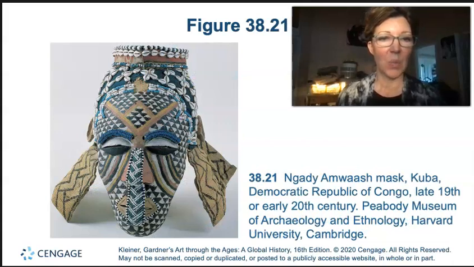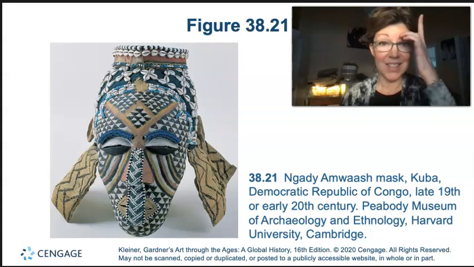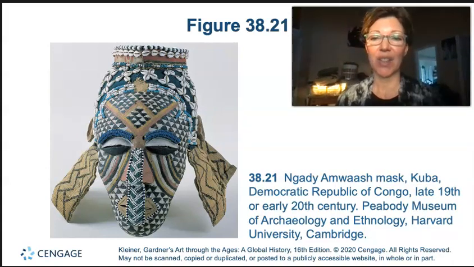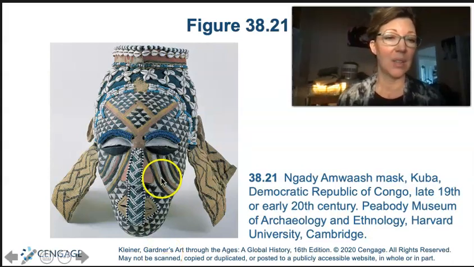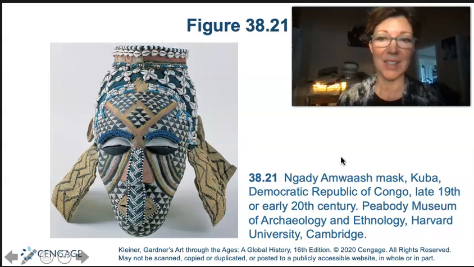Okay, Ngady Amwaash mask from the Kuba peoples in Democratic Republic of Congo. Did I just say Congo? No, I said Congo. I meant Congo. On the Kuba mask of the character Ngady Amwaash, the action that is represented by the stripes beneath the eyes are tears of pain from childbirth. Now, girls, don't let that make you afraid. We've got much better methods of childbirth nowadays.